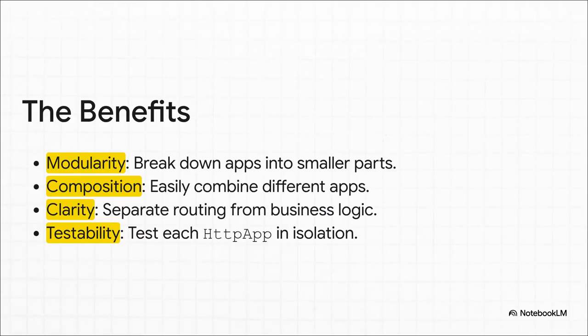When you boil it all down, this approach really gives you 4 huge wins. First, modularity. You can chop up a big, scary application into small, manageable pieces. Second, composition. You can mix and match different apps like they're Lego bricks. Want a REST API and a GraphQL server in the same project? Easy. Third, you get clarity. Your routing rules live in one place, and your actual business logic lives somewhere else. No more mess. And finally, testability. This is a big one. You can test each of these little HTTP apps all by themselves in total isolation.